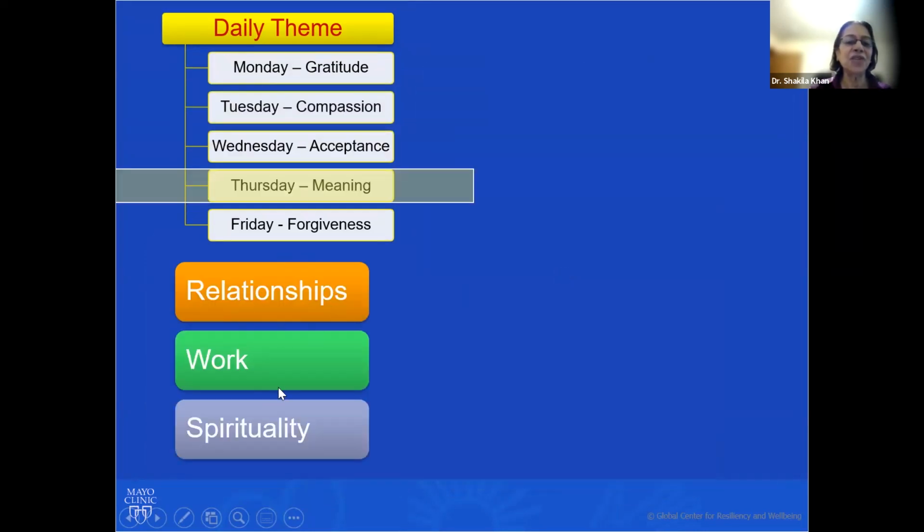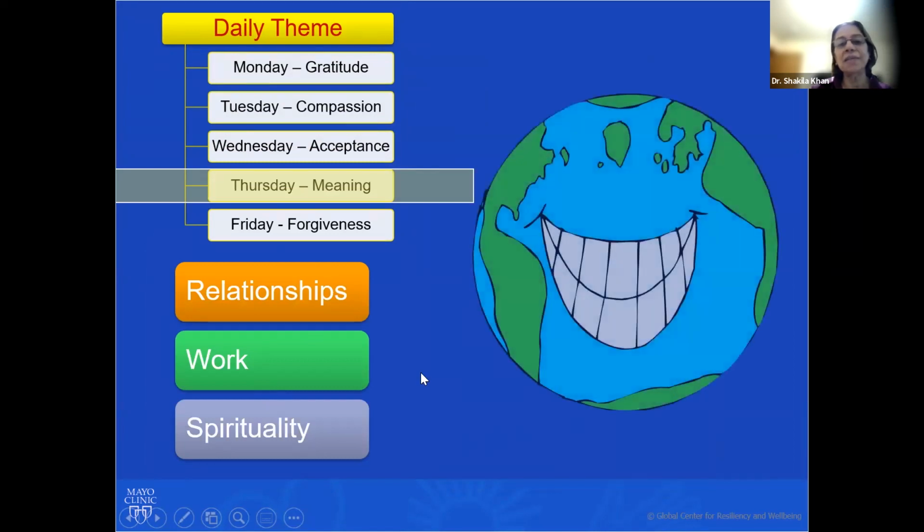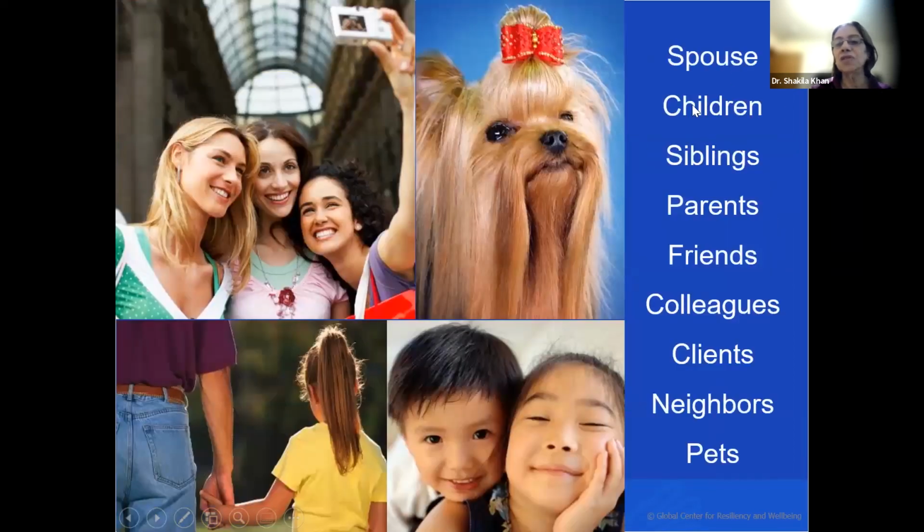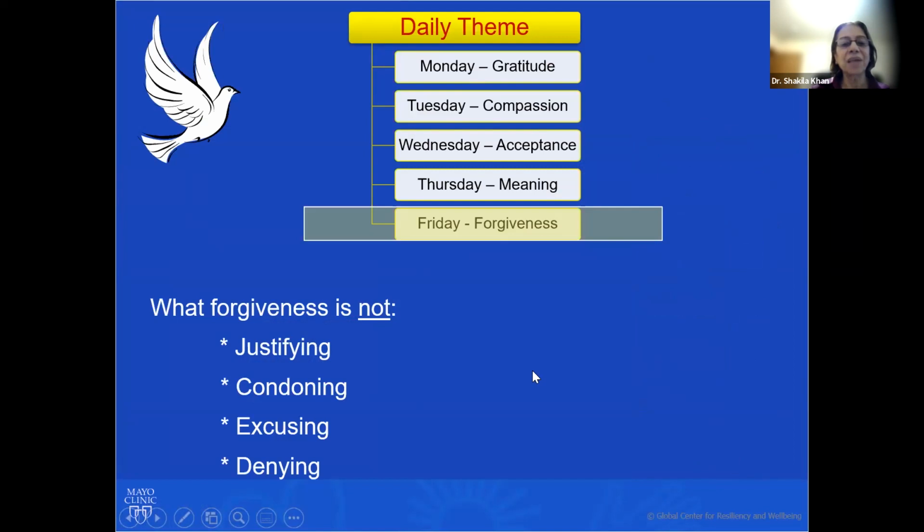Meaning is with relationships, work, and spirituality. And your family, siblings, parents, colleagues, neighbors, pets, everybody is important.